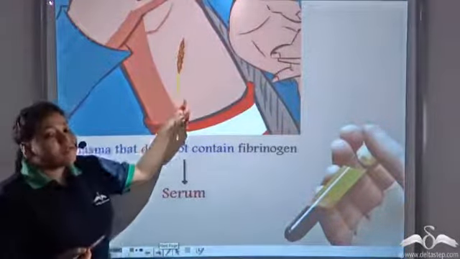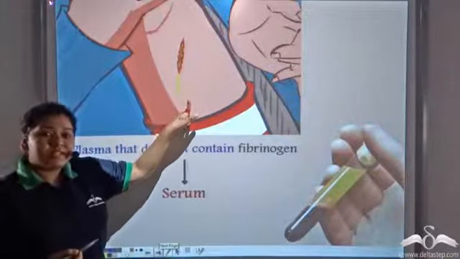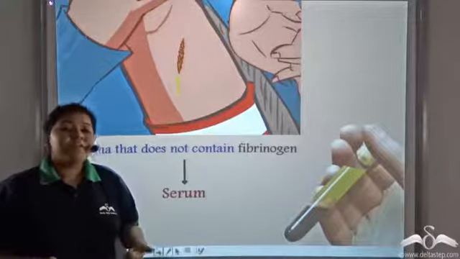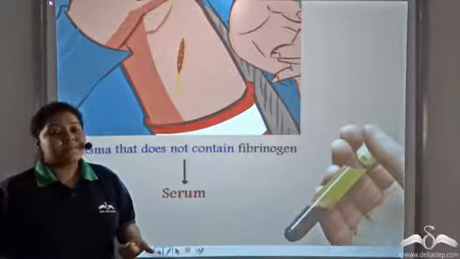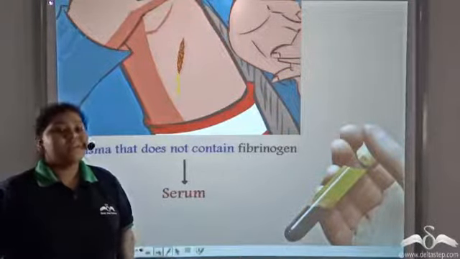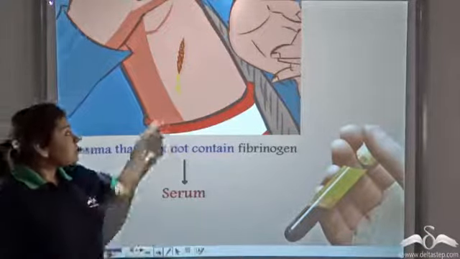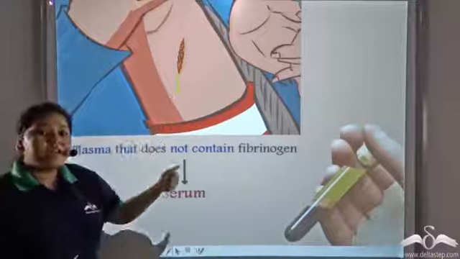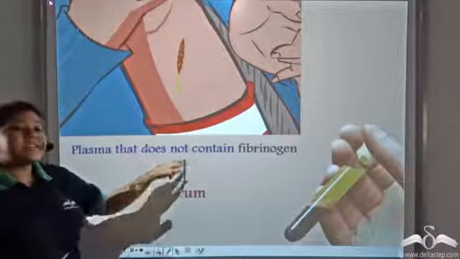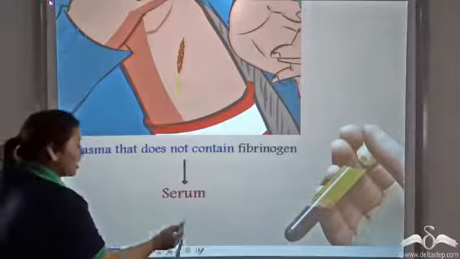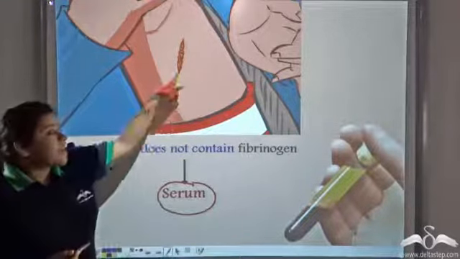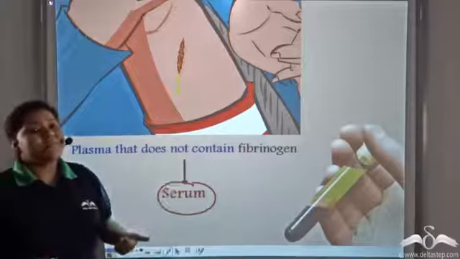So now can you tell me what is this yellowish fluid? Well, it is not plasma because it does not contain fibrinogen that is dissolved in the plasma. Because fibrinogen has been converted to fibrin which has formed the mesh-like structures. So now this liquid is devoid of any fibrinogen. So plasma that does not contain any fibrinogen is known as serum. So this is serum that is oozing out from the cut area.